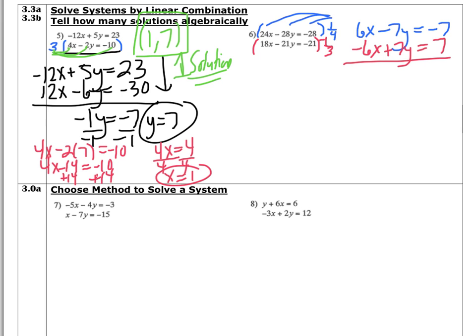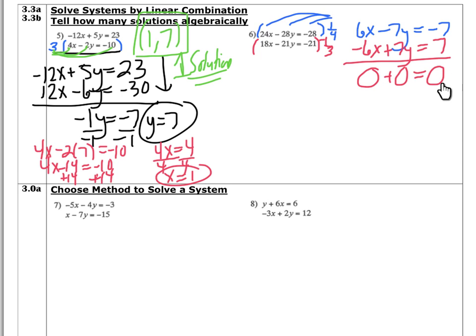Now if you look at it, if we add straight down, it's set to go. 6x minus 6x is 0. Negative 7y plus 7y is 0. So 0 plus 0, negative 7 plus 7 is 0. You're going to notice we have no ordered pairs as an answer, so this one doesn't have one solution. The variables fall out. When the variables fall out and x and y are both gone, it's a unique case.